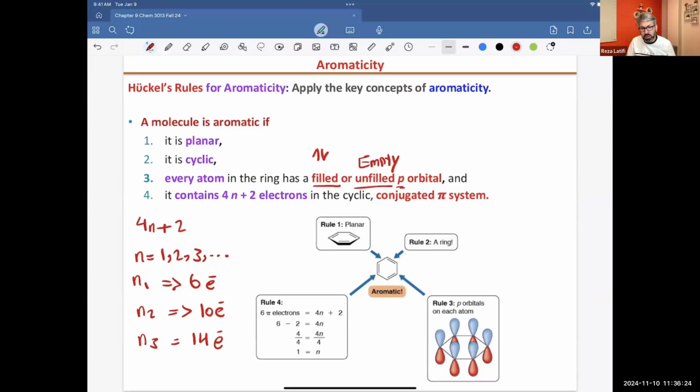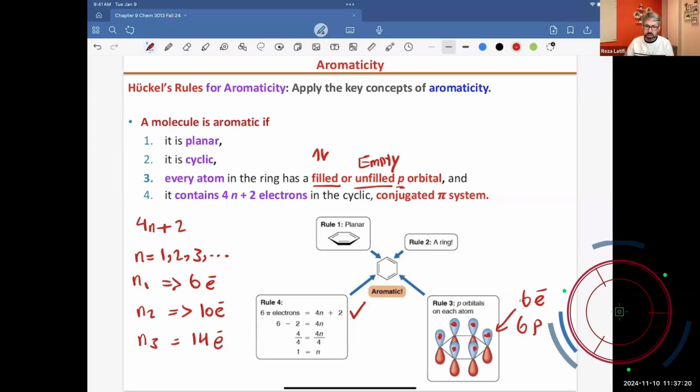For example, when it comes to the benzene molecule, the molecule is planar, so the first rule is met. The second is a ring. Again, that's cyclic, so it's good news until now. Next, how many p orbitals do we have? We have 6 of them, and each one has 1 electron in it, so I'm going to put 1 electron in each one. We have 6 electrons inside 6 p orbitals. As you see, I wrote 6 electrons, so clearly it follows 4n plus 2, with n equal to 1, and we have met that rule. So I'm going to say the benzene molecule is aromatic, and this is the reason benzene will give us less energy whenever we saturate the molecule, because it's aromatic.